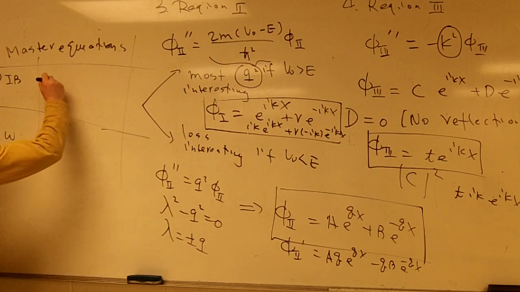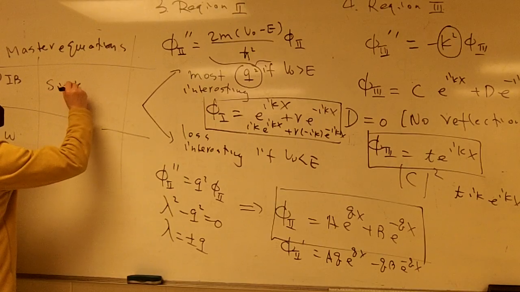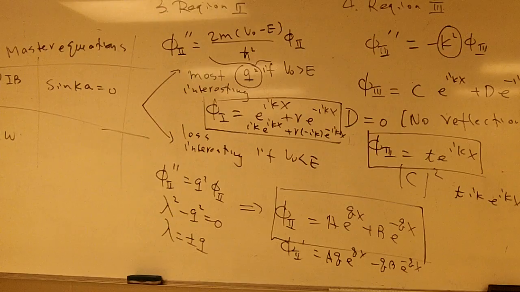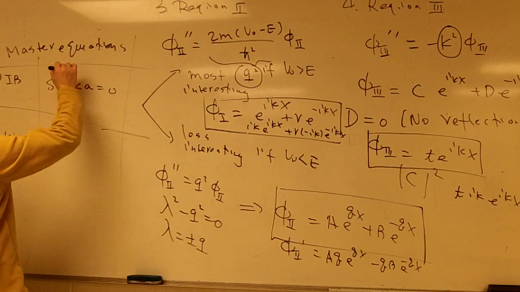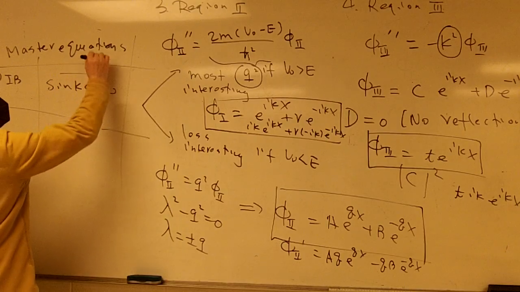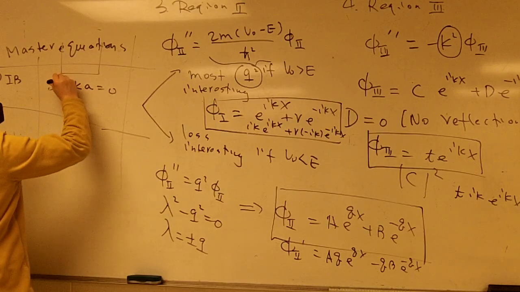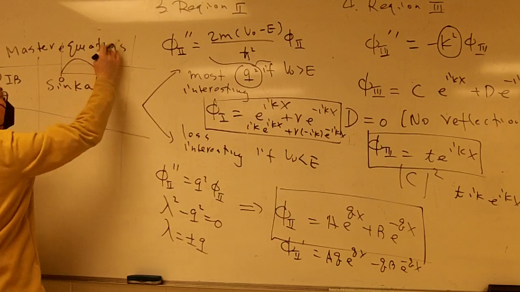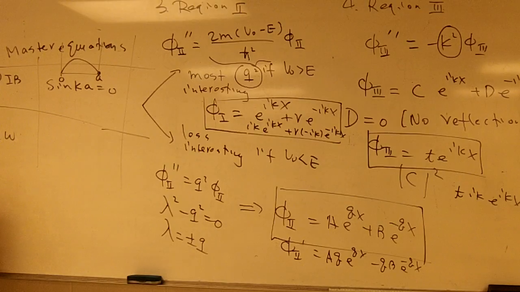Particle in a box, the master equation is this guy. Assign Ka equals 0. This is essentially the boundary. You notice that here is a particle in a box. Here's 0, here's A, and this is where this point, doesn't matter what kind of wave function you have, it's this point. So this is the master equation.